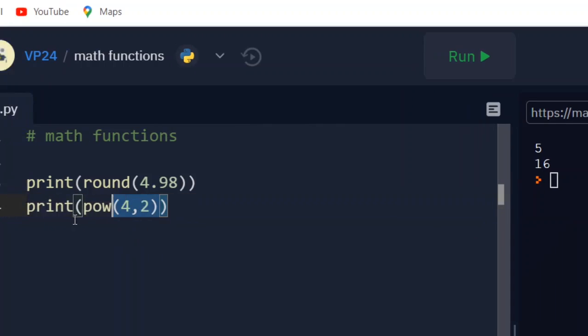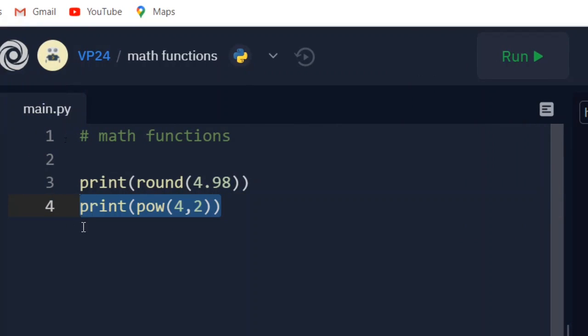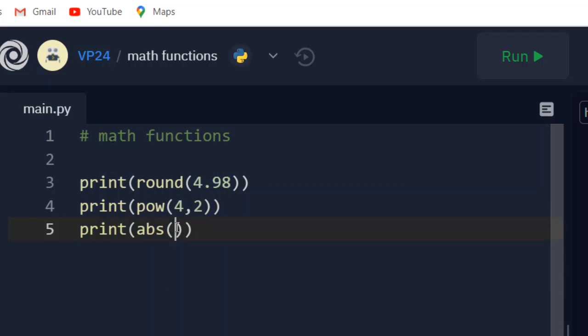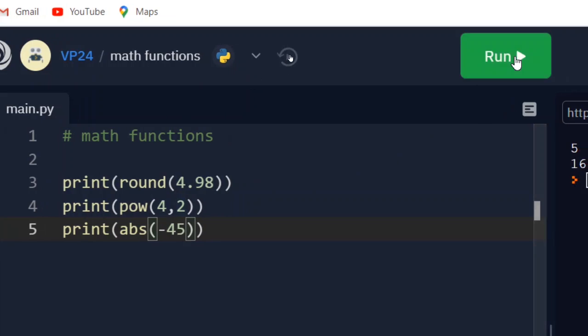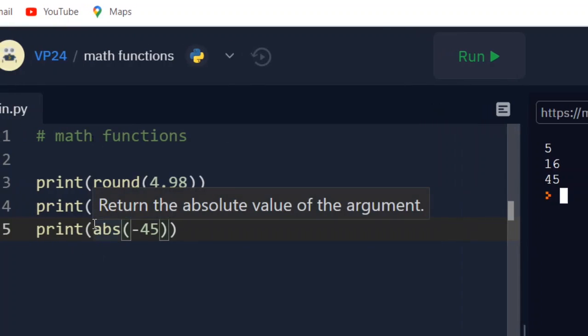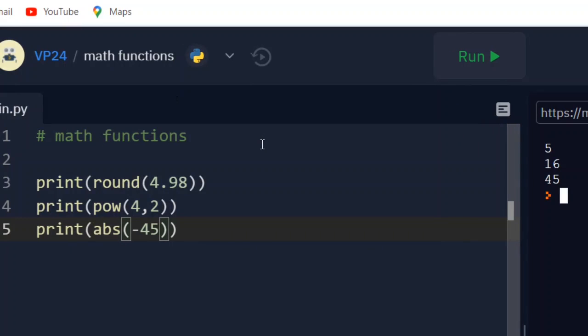And then we have something else, and that is abs. For those who don't know what abs is, for those who are not interested in mathematics, abs always gives a positive result. That is, if it was negative 45, it should give 45. Yes, we got this. So these are the basic math functions available in Python.